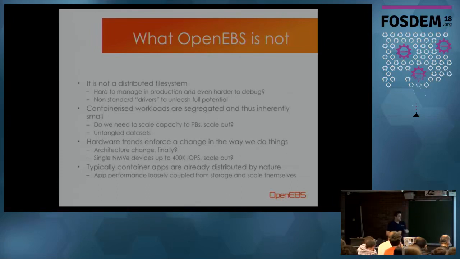If you can control this on a per-workload basis, it really becomes feasible. Another aspect is that hardware trends enforce a change in the way that we do things. We finally can change the actual architecture, because we still have this same model of segregation of storage and compute. A single NVMe device can do up to half a million IOPS, just one device. So do I really need a distributed system to gain higher IOPS? I don't think so, personally. Likewise, do I need to scale to petabytes? No, not really, because the individual workload is relatively small.